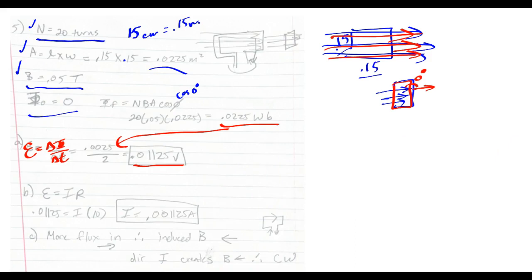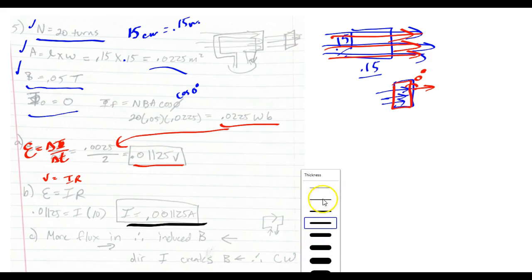Okay. So then it says, if we connected this EMF to a resistor that had 10 ohms, how much current would be induced at that moment? This is just basically Ohm's law for our situation. EMF equals IR, so 0.01125 equals I times 10. So you just divide that value by 10 and you get that number.